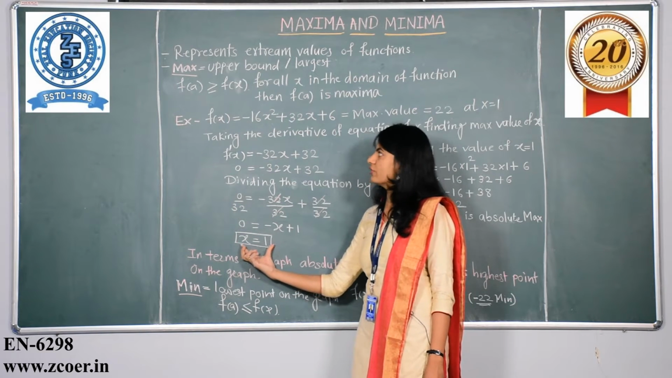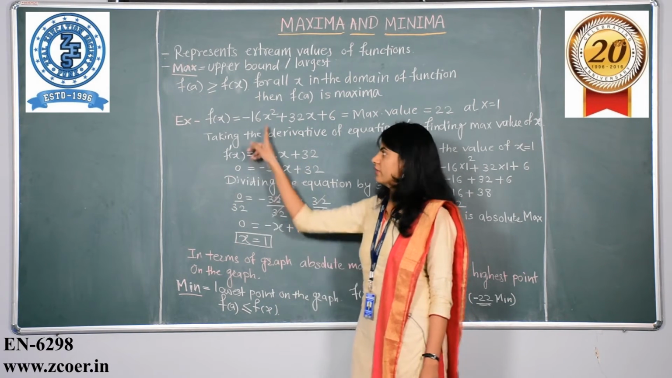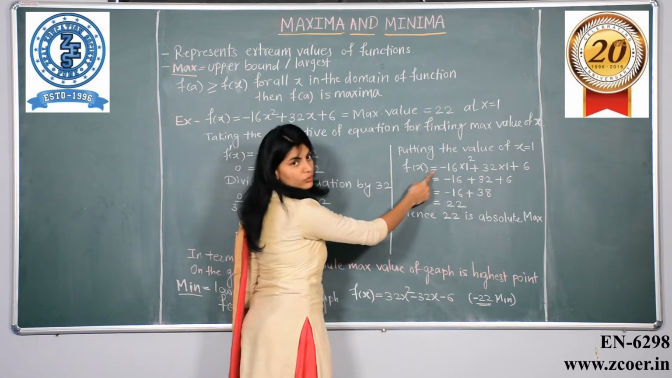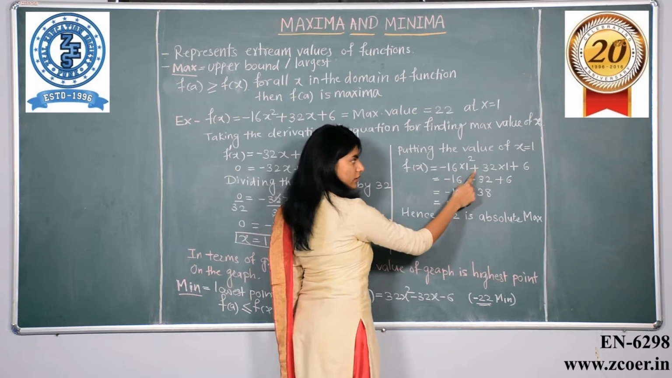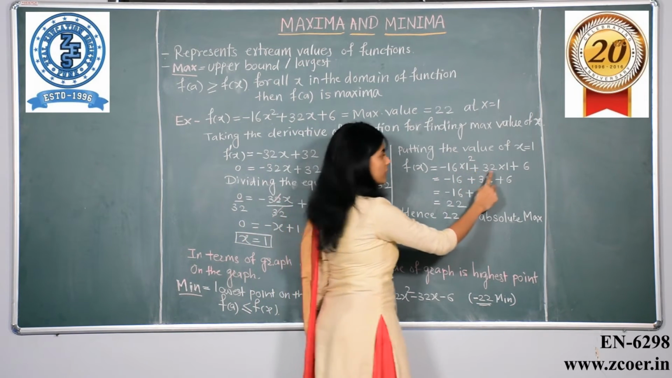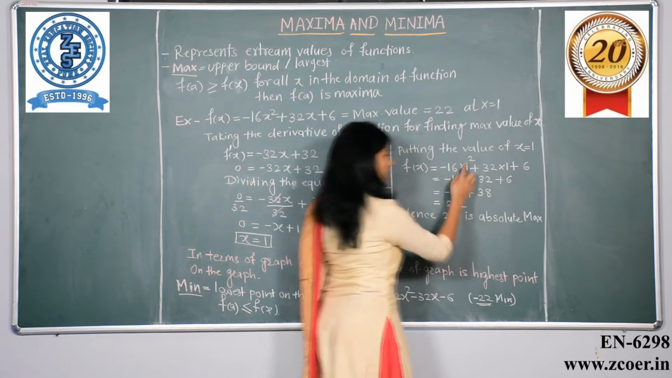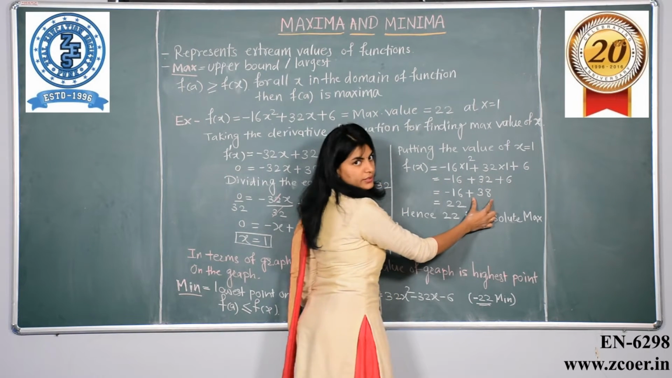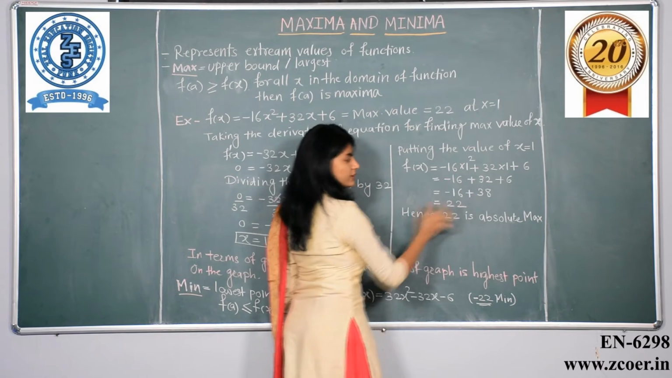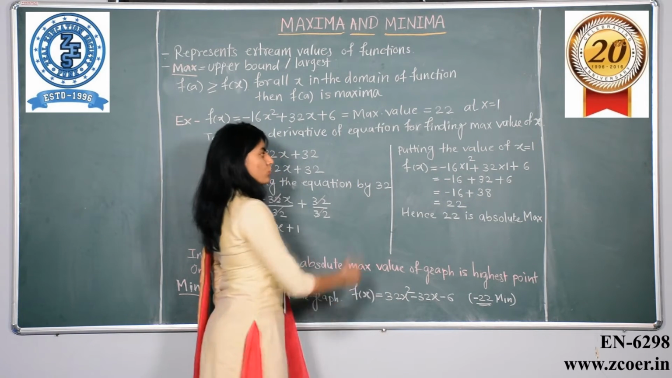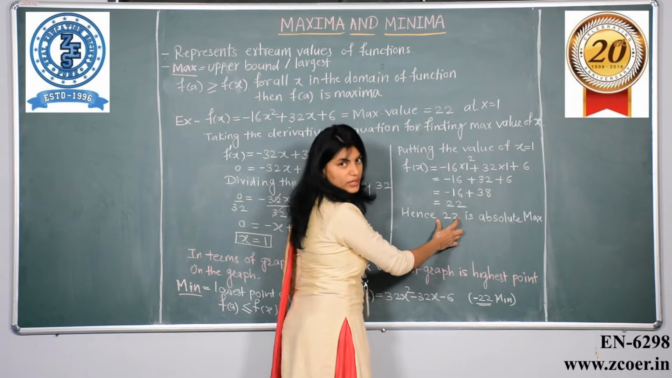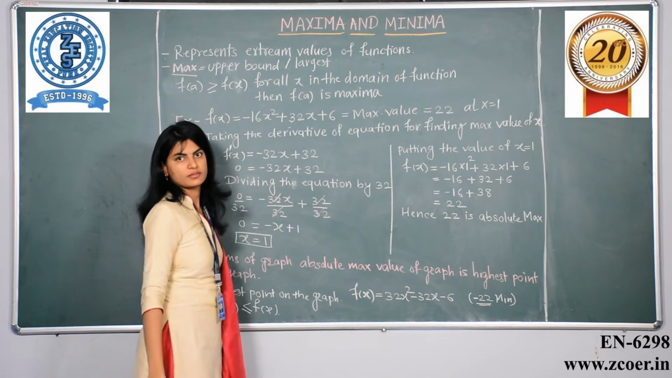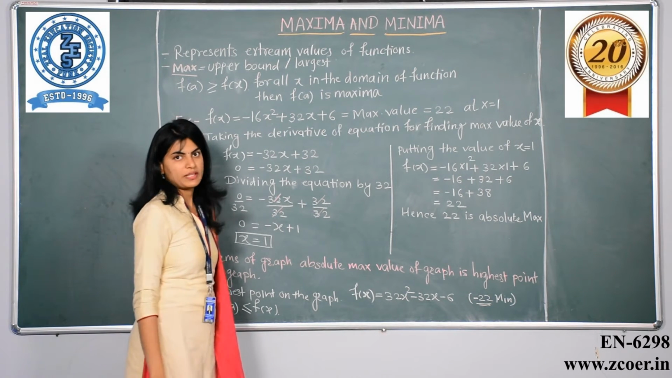We will put this value of x as 1 into the given equation. f(x) is equal to minus 16 into 1 squared plus 32 into 1 plus 6. Let us solve it. Minus 16 plus 32 plus 6. 32 plus 6 is 38, and minus 16 plus 38 is 22. So for this f(x) we got 22 as the absolute maximum value of the given function f(x). So this is the concept of maxima.